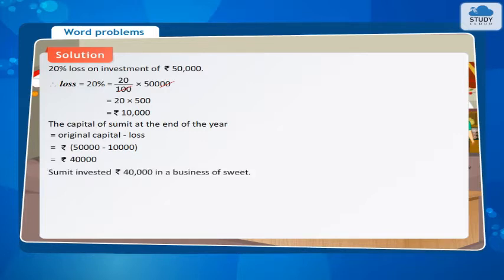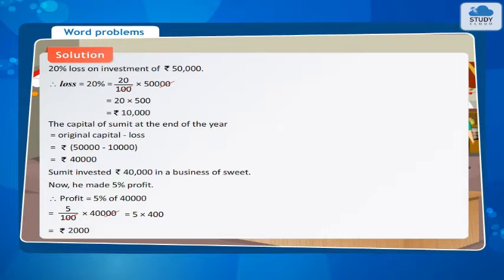Sumit invested rupees 40,000 in a business of sweets. Now he made 5% profit. Therefore, profit is equal to 5% of 40,000 is equal to 5 upon 100 into 40,000 is equal to 5 into 400 is equal to rupees 2,000. The capital on hand is equal to rupees 40,000 plus 2,000 is equal to rupees 42,000.